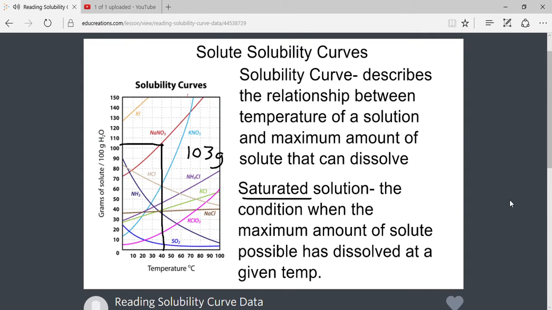Therefore, if any amount less than 103 grams has dissolved in a solution at 40 degrees, the solution would be considered unsaturated at that point. However, it would be saturated as soon as we reach the value of 103 grams at 40 degrees. Let us look at some questions that allow us to more deeply understand solubility curves.